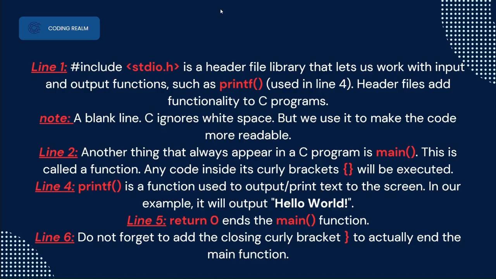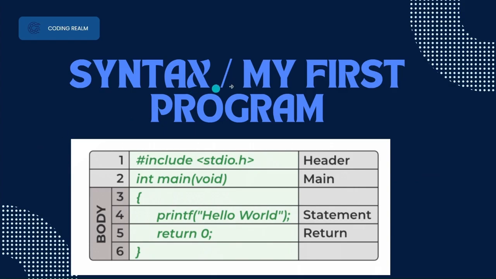In line 4, we have the printf function. It is a function used to output or print text to the screen. In our example, it will output hello world. In line 5, we have return 0. It's the end of the main function. In line 6, do not forget to add the closing curly brace to actually end the main function. This is all about the first program in C, using the header, the main function, and the body.